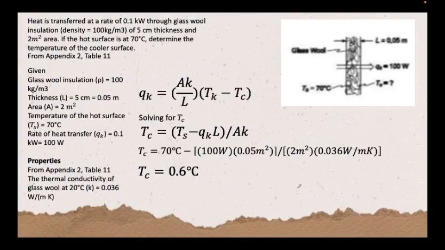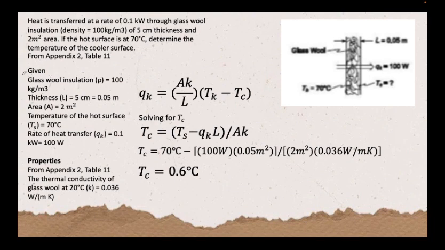Gauss. Today I will be discussing chapter 10, heat transfer by convection in thermodynamics. Here we have a given problem: heat is transferred at a rate of 0.1 kilowatts through a glass wool insulation with a density of 100 kilograms per cubic meter, 5 centimeters thick, and 2 square meters in area. If the hot surface is at 70 degrees Celsius, determine the temperature of the cooler surface.